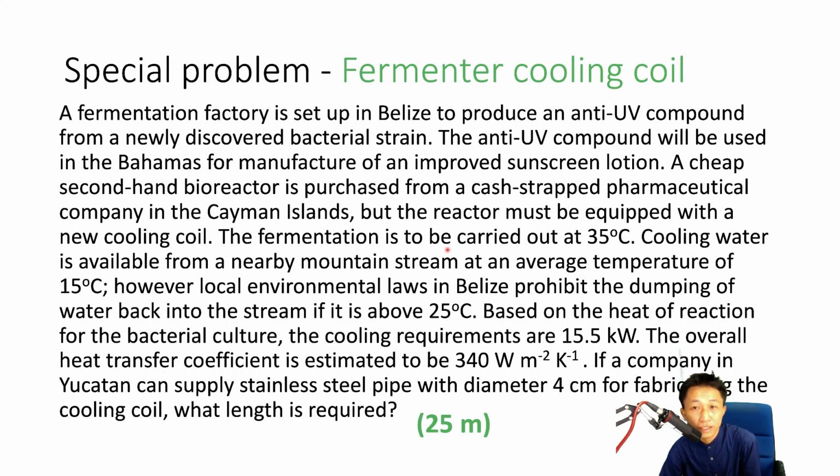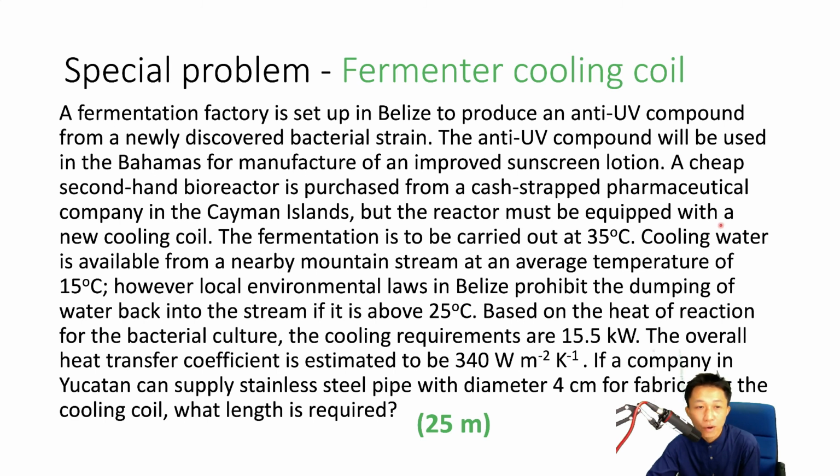I have the fermentation cooling coil. This one, the fermentation factory is set up in this city to produce anti-UV compound. Anti-UV compound from newly discovered bacteria strain. Okay, will be used in Bahamas for the country to import sunscreen lotion. Okay, this is how they describe their problem. Achieve second-hand bioreactor purchased from Cayman Island.